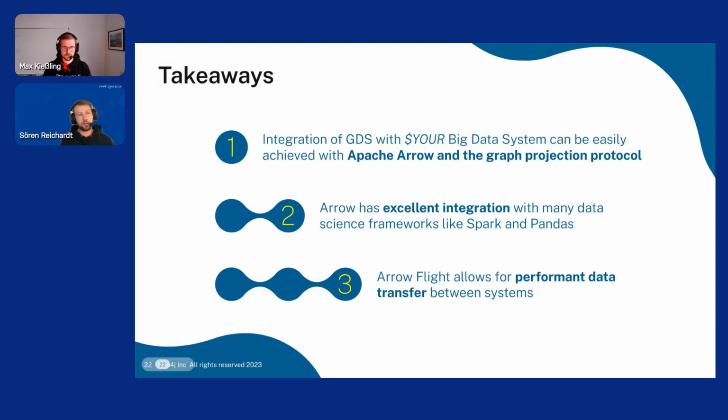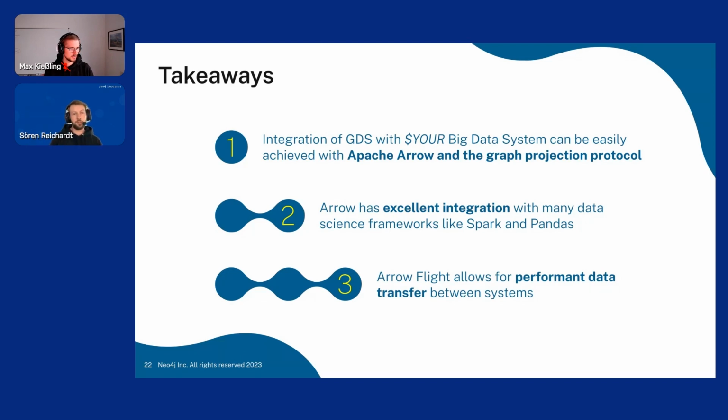Right, so let's talk about some takeaways and what we hopefully learned in this talk. At first, I hope we learned that the integration between arbitrary big data, distributed processing systems, and GDS is fairly simple and can be achieved with Apache Arrow and by implementing the graph projection protocol that hopefully also isn't too complicated.